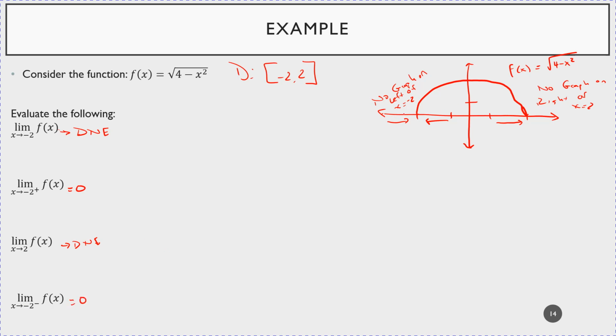So to evaluate a limit, you need to have a graph on both sides of the value. But here, you only have a graph to the right on this side and a graph to the left on this side. When there's nothing on one side, you can't evaluate the general limit, but you absolutely can evaluate the one-sided limits.